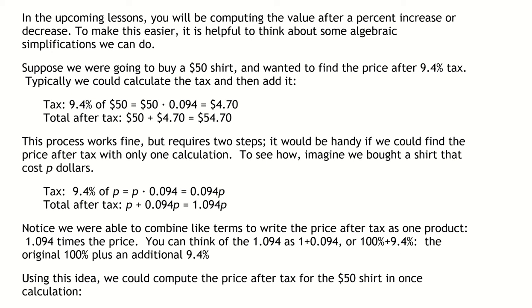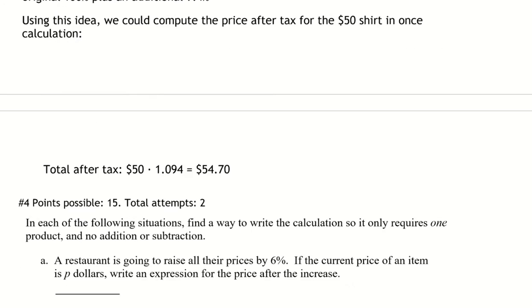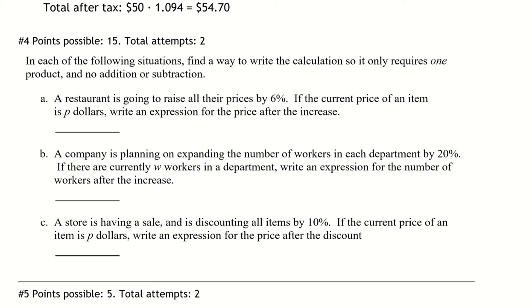In the upcoming lessons, we're going to be looking at increase and decrease. So we need to remember some helpful algebra. So tax is increasing it, and sometimes instead of having to multiply and add again, we can just use the 1 plus the percent. So if a restaurant is going to raise all their prices by 0.6 and the current price is P, that'll be, we need to move the decimal twice, so 1.06 times P.